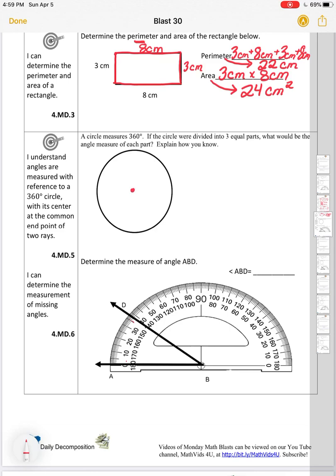So I'm going to make a center point here because when we make our sectors, our pieces in the circle, we want them to be of equal size and they need to come off of that center point. And so I'm going to draw 3 equal sectors. And now I know that if my whole circle is 360 degrees, I want to equally share that among 3 sectors or 3 parts there. 360 divided by 3 is going to be 120 degrees in each sector.